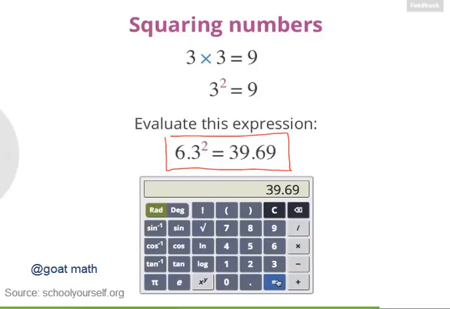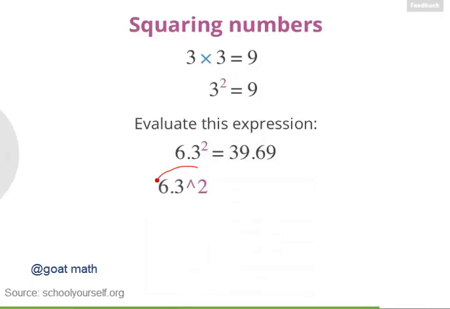6.3 squared equals 39.69. You might also see powers written like this. Instead of up and to the right, it's directly to the right of this symbol called a caret. Powers are usually written this way when it's too difficult to format it like this. But these two expressions mean the same thing. So for your final challenge, use the calculator to evaluate this expression, 1.7 squared.